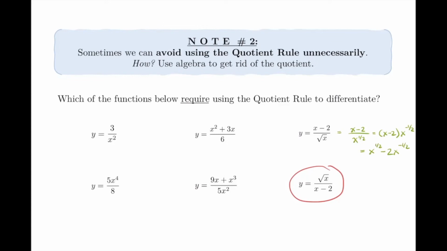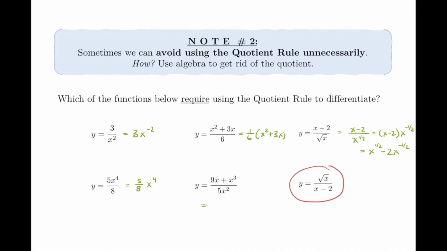For example, the first function can be written as 3x to the negative 2. Differentiating that, you can use simple rules. The second function below that can be looked at as 5 over 8 times x to the fourth. We would differentiate that using the constant multiple rule and our simple power rule. In the second column, we can look at this as 1 over 6 times the quantity x squared plus 3x. Here we have a constant multiple times variable stuff. We don't need to use the quotient rule on this.